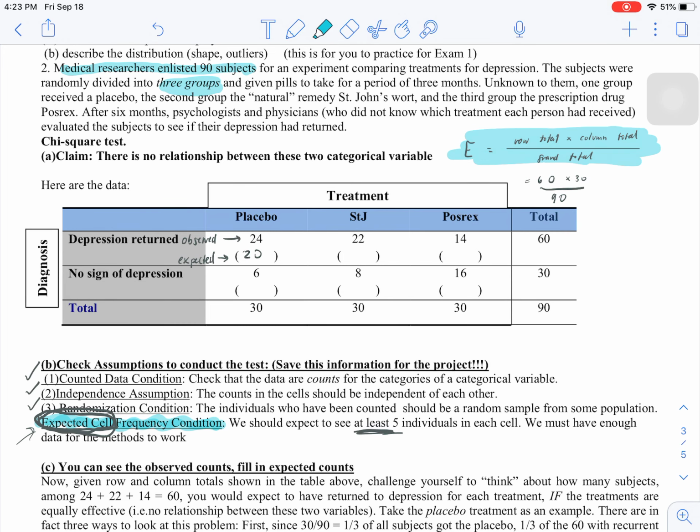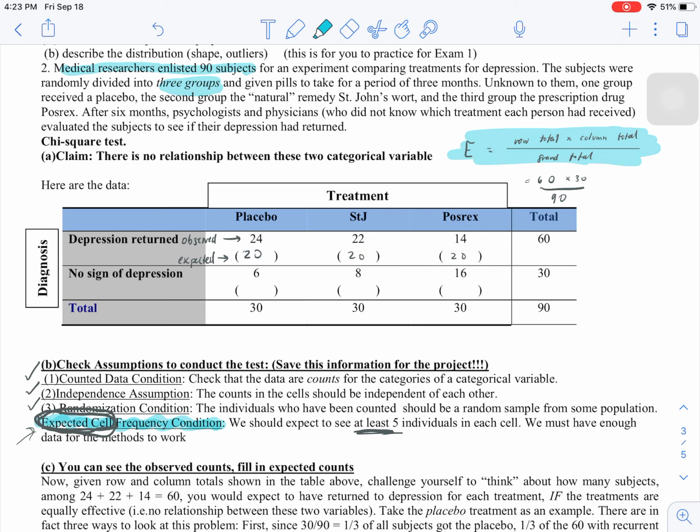We'll do the same for each cell. We'll do it for 22 now. The row total here is 60. Column total here is 30. Grand total is still 90. 60 times 30 divided by 90 again is 20. And same here. You'll notice that in this first row, the expected cell counts are the same for every entry in this row. This is a special case.